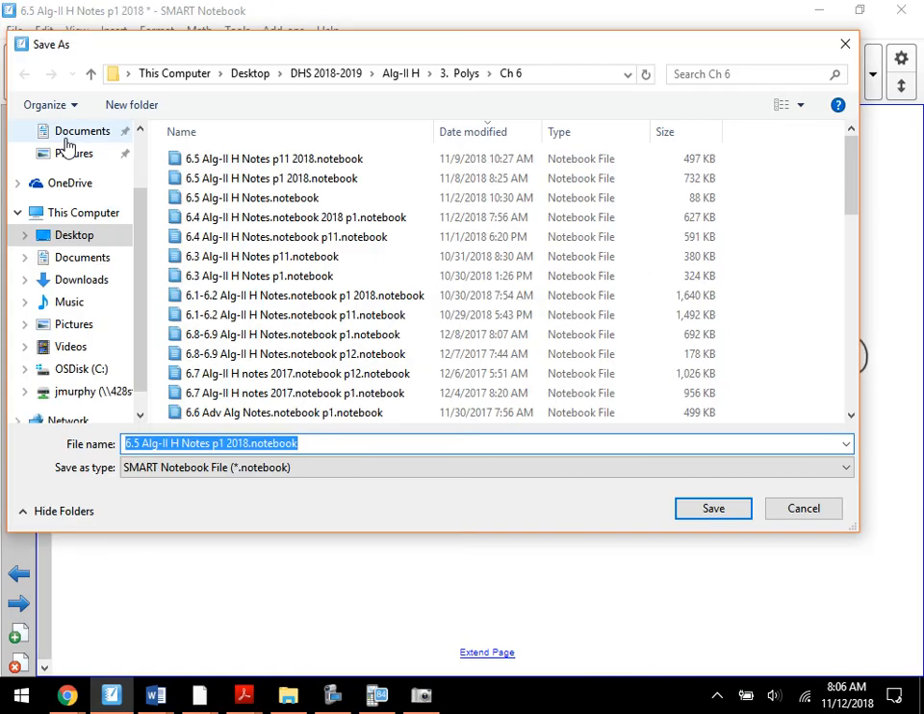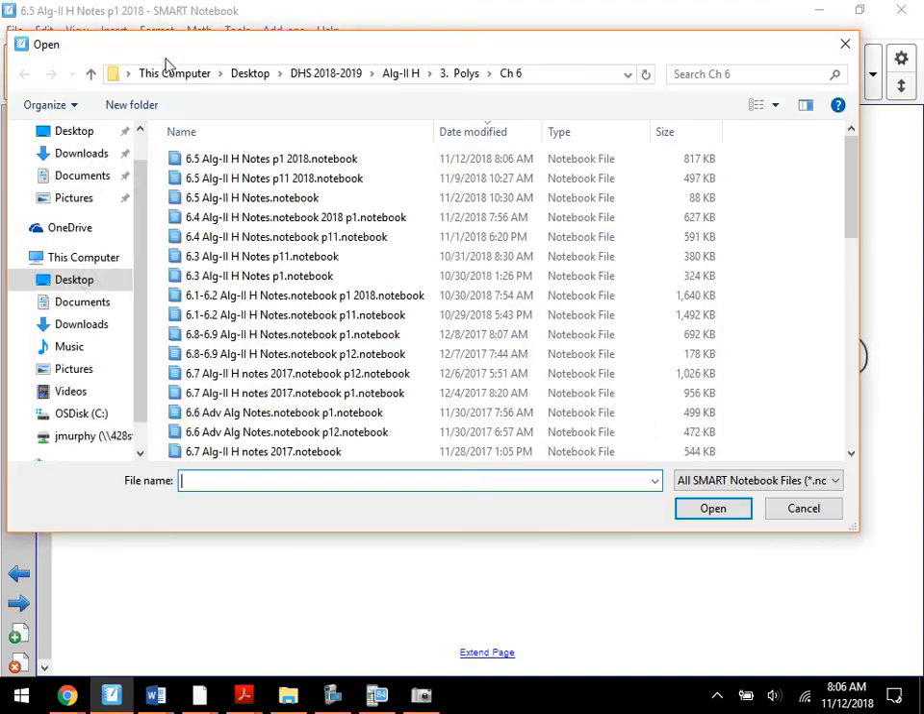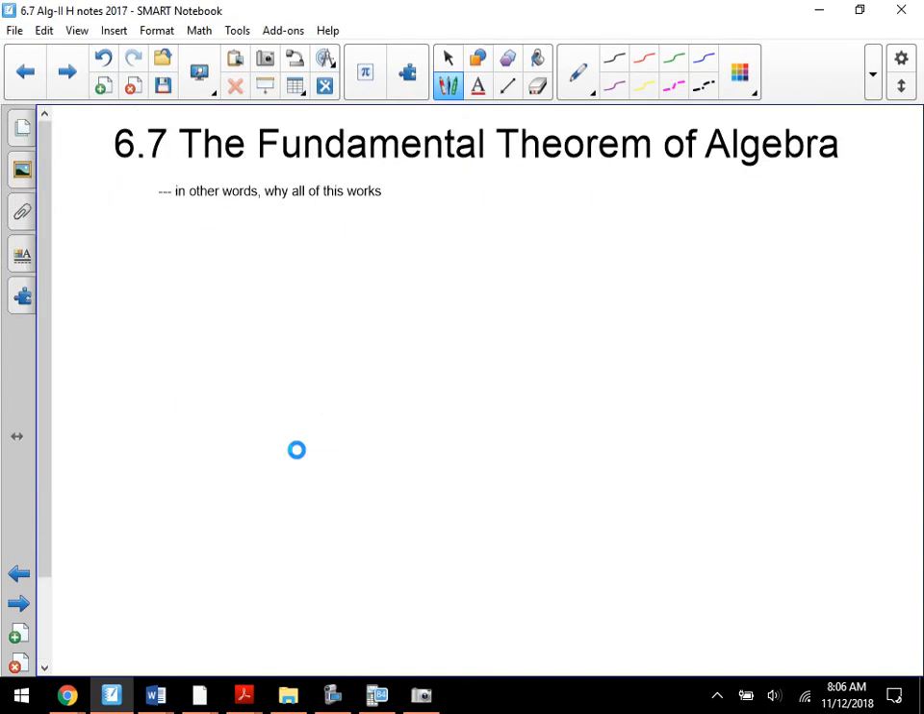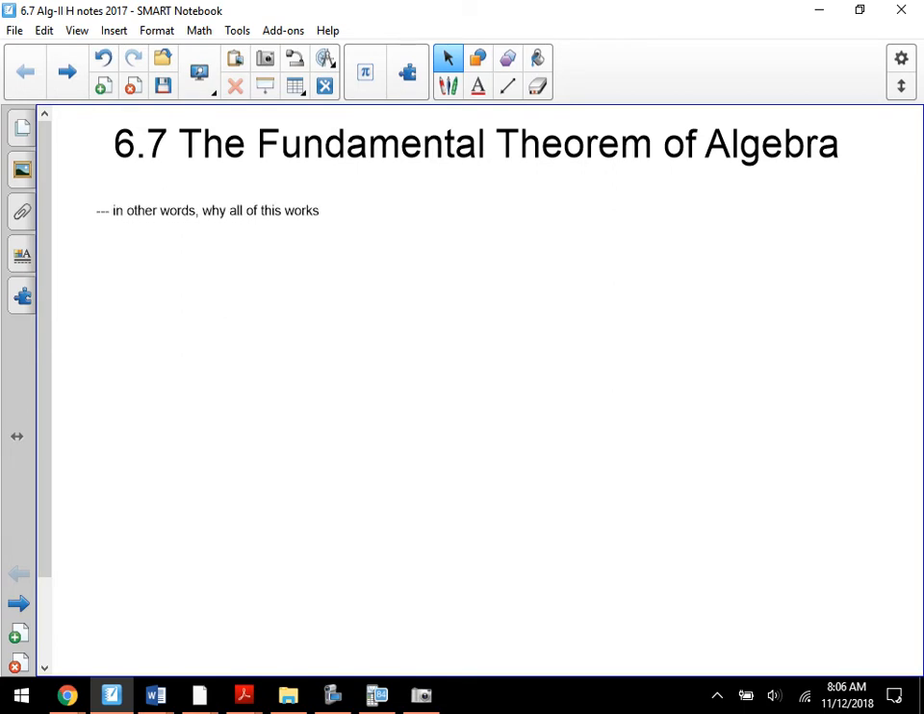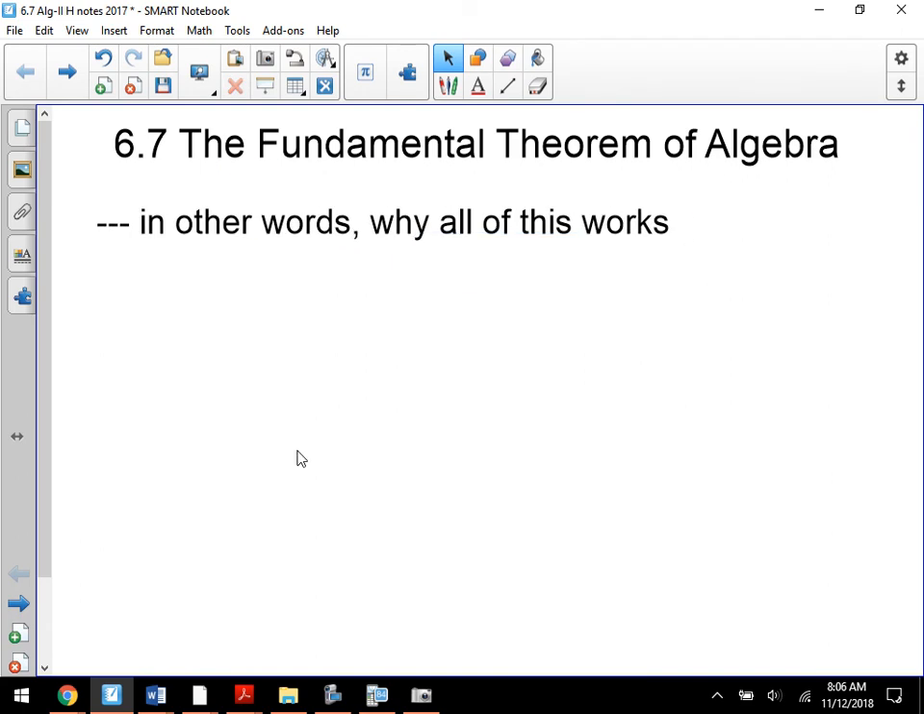Because now it gets to be fun. So here's where it gets cool. Here's where it gets cool. It's why everything we've been doing works. It just works. Because Murphy said so. Are we going to do proofs?